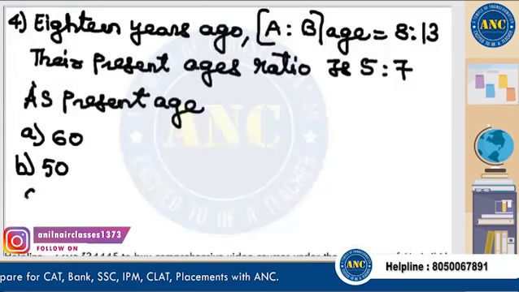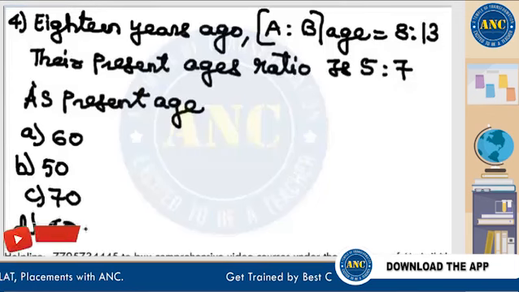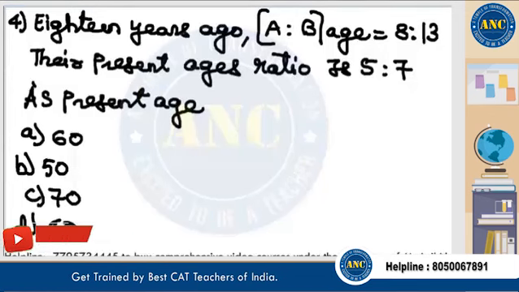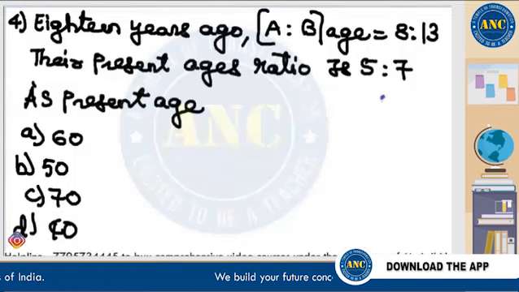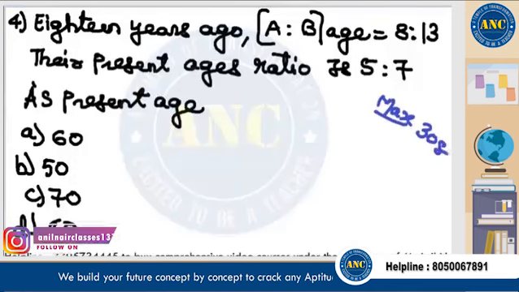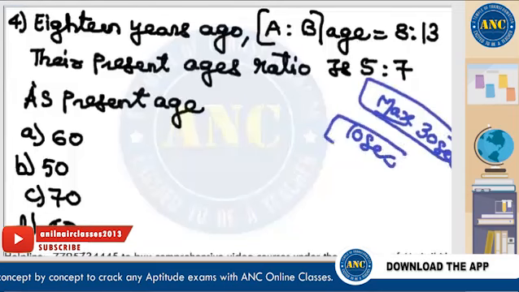The options are 60, 50, 70 and 40. Again, if you get any question on ages, the maximum time a question will take is 30 seconds. This question, within 10 seconds you can solve it if you are a little smart enough.